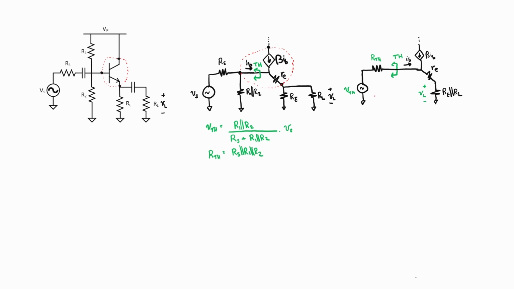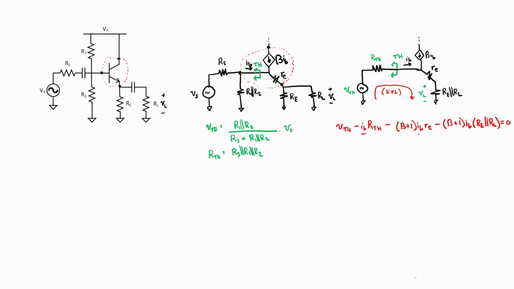Now what I'm going to do is apply the Kirchhoff voltage law to this loop. The voltages here should all sum to 0. So first we have a voltage rise of V sub TH. Then we have a voltage fall using Ohm's law of I sub B times my Thevenin resistance. Then I have another voltage fall through the resistor R sub E. The current going through it is beta plus 1 times I sub B. And we have the same current going through our load resistors. Those all have to sum to 0.